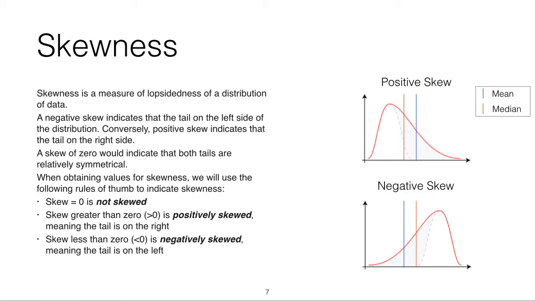Now, interesting is that the mean and the median will always behave the same way when you have a positive skew, and the same way when you have a negative skew. Meaning that when you have a positive skew, the mean will always be greater than the median. If you have a negative skew, the median will always be greater than the mean.